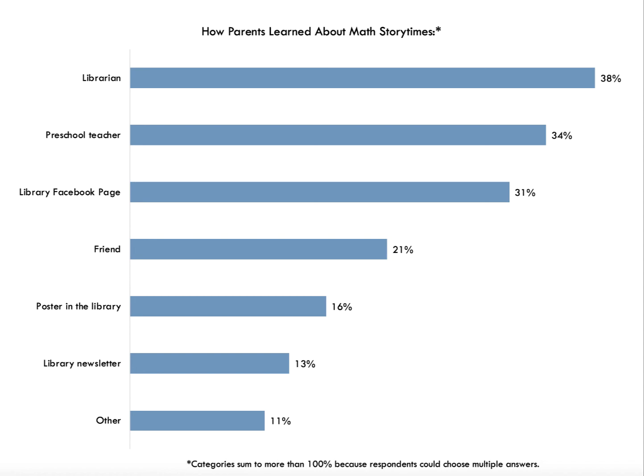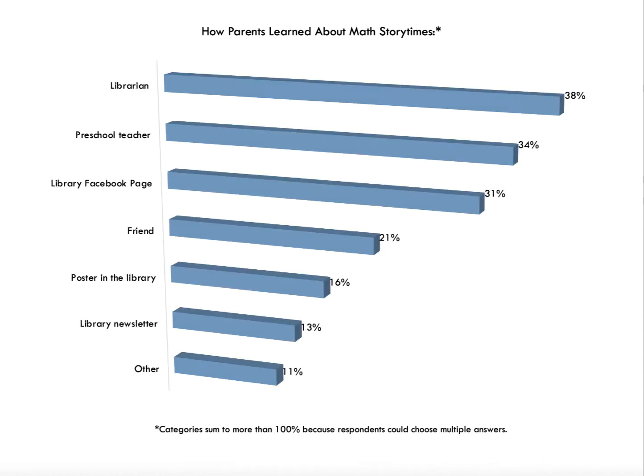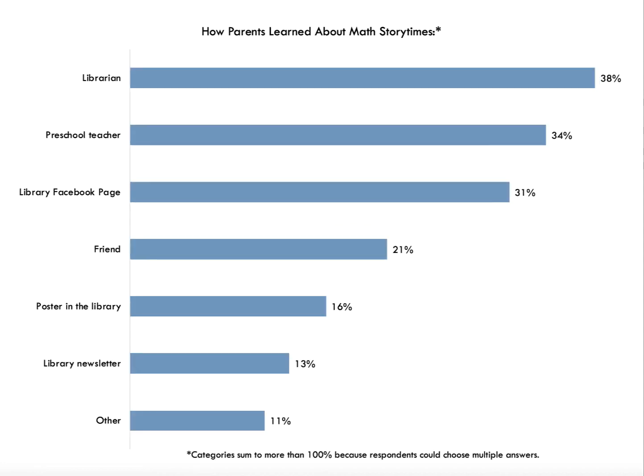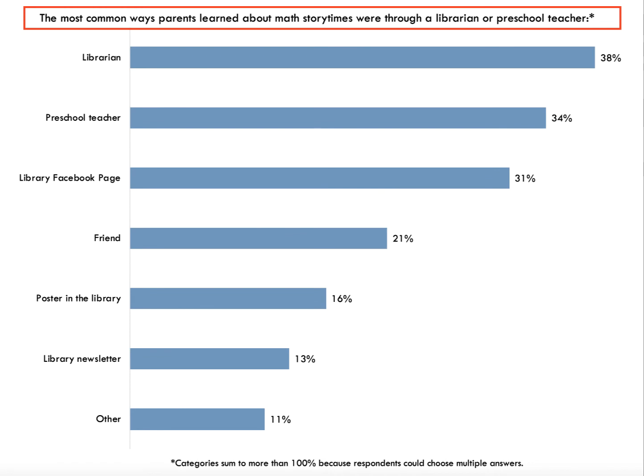Third, make your chart two-dimensional, as 3 dimensions distort the proportions of the chart and make it difficult to interpret. And fourth, use your title strategically. Many chart titles simply provide descriptive information, such as the one in this example. For more impact, make your title a sentence that captures your main point. So for this chart, the most common ways parents learned about math story times were through a librarian or preschool teacher.